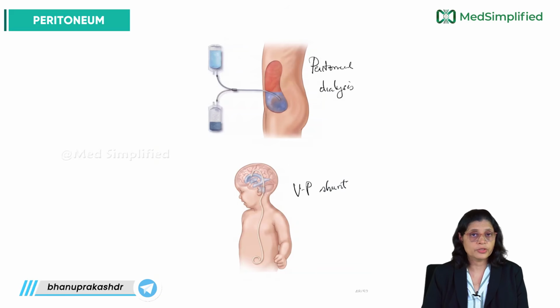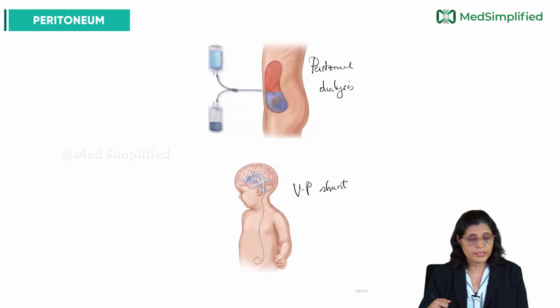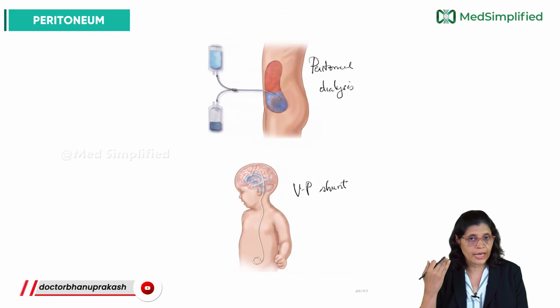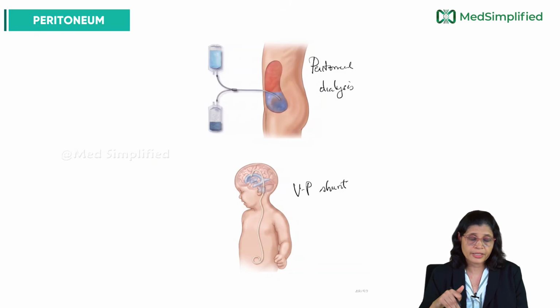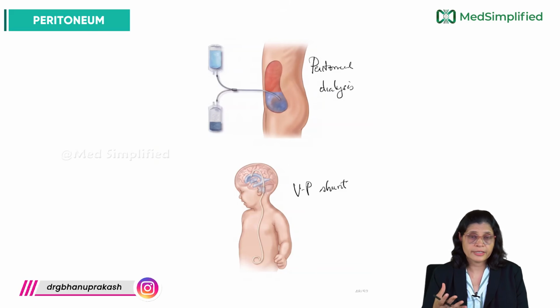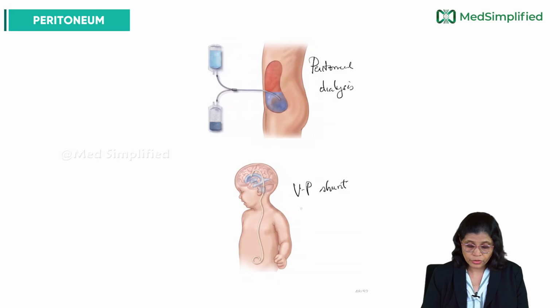Now, VP shunt we usually do in hydrocephalus. A catheter is placed in the ventricles and it is allowed to drain. The catheter is passed subcutaneously to the scalp, then behind the ear, through the neck and over the thoracic cavity, and from there it goes subcutaneously and is drained into the peritoneal cavity. So the excess CSF which is produced in hydrocephalus, and which cannot be absorbed due to maybe obstructive conditions, in those cases is allowed to drain into the peritoneal cavity. So that is VP shunt.